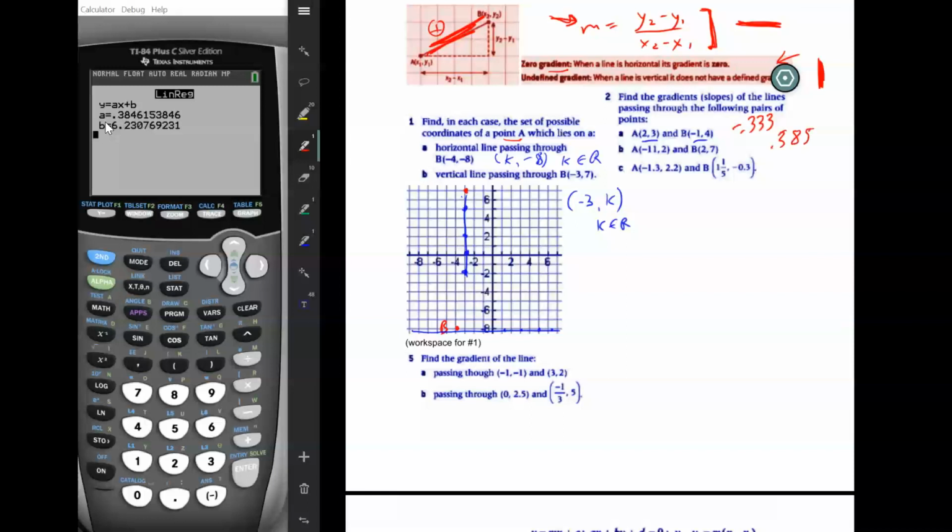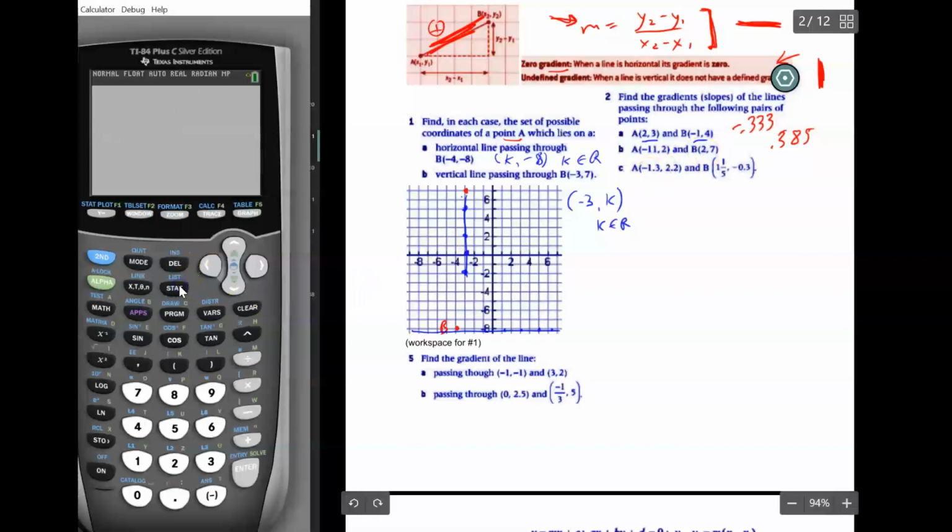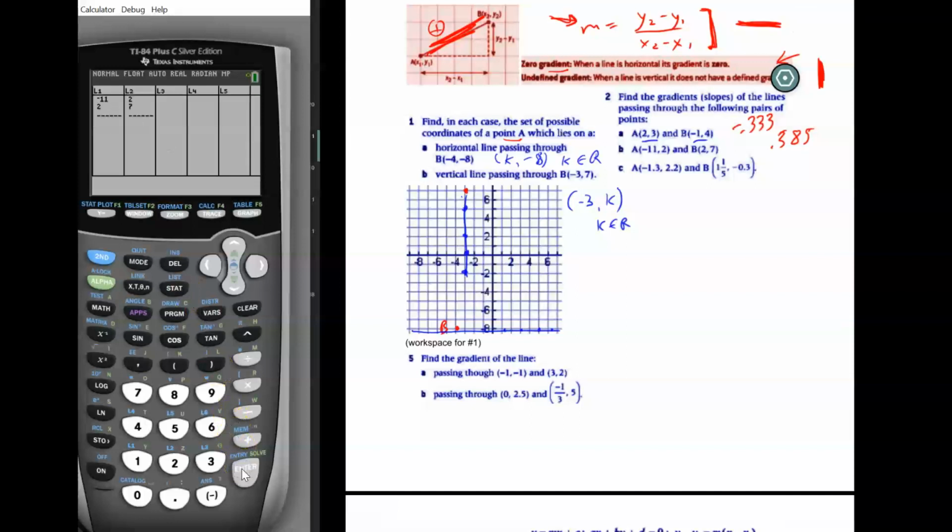Okay. Be careful, because that first time we saw that the slope was -0.333, right? Okay. Last one. This one's a little bit tricky because the points are not nice integers. Okay. So I'm going to clear out the L1 and L2 again.